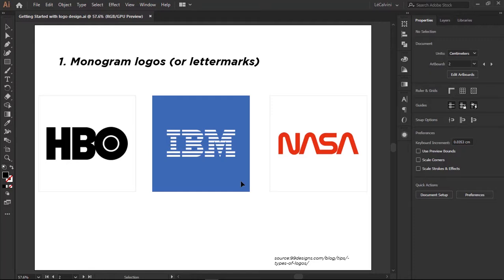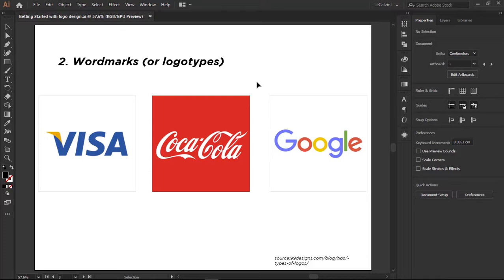That's hilarious. So these lettermark logos are usually typography based, and they are comprised of a few letters. I hope you picked something from this. So we have monogram logos. As I said, we're going to keep this very short, so we could just dive into the design part in the next video. So we have wordmark or logotypes.